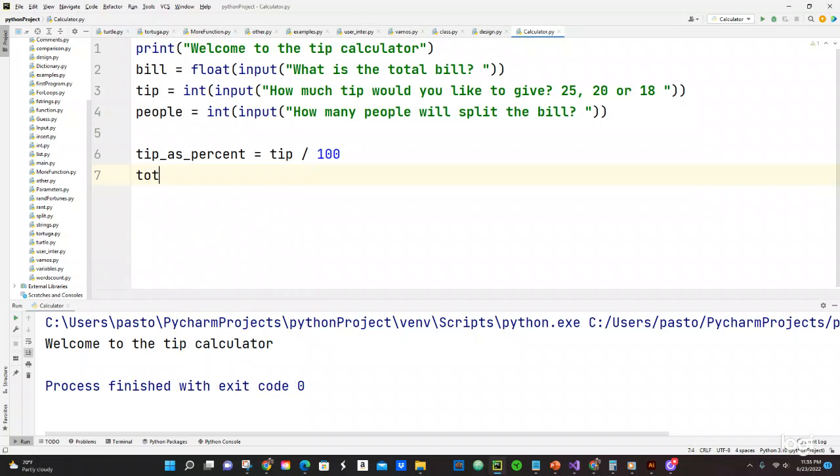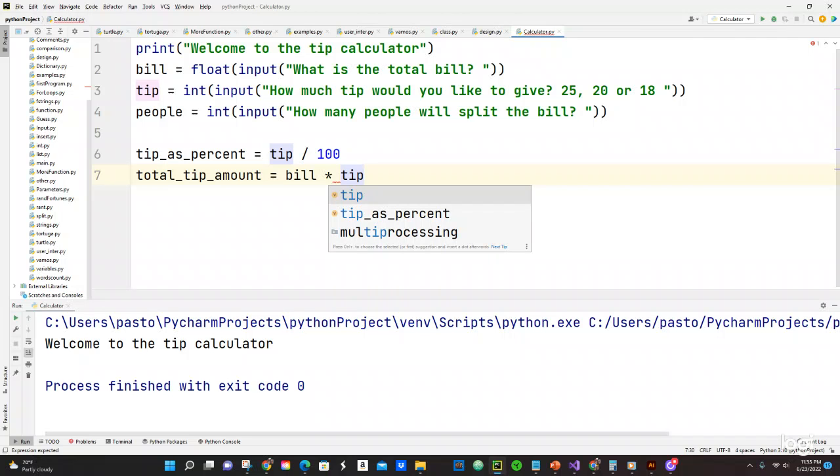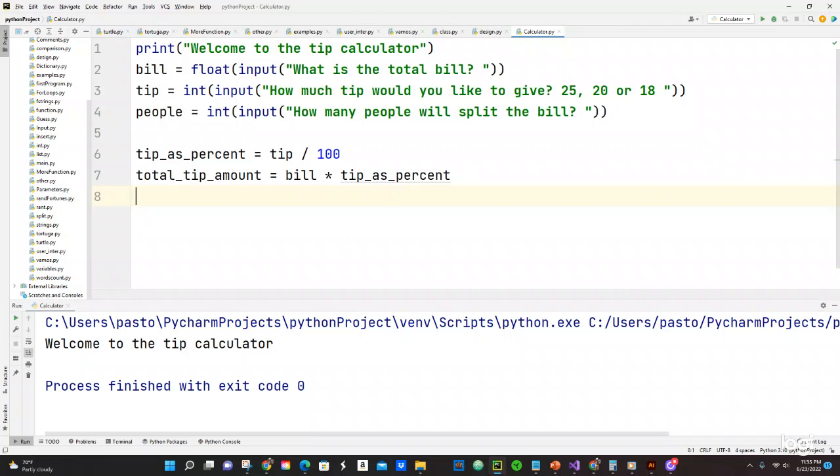Now we have to have a total tip amount, which is going to be the bill. If they enter $200, whatever it is, we're going to multiply that by the percentage, which we already know, which is tip as percentage. Bam, right there.